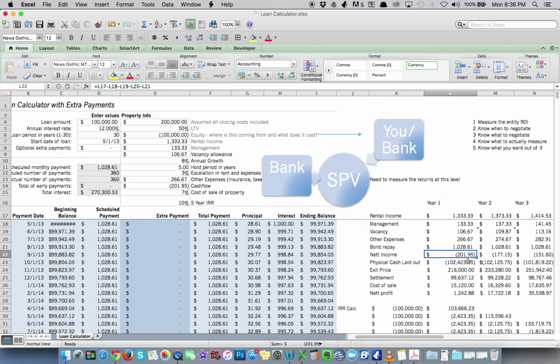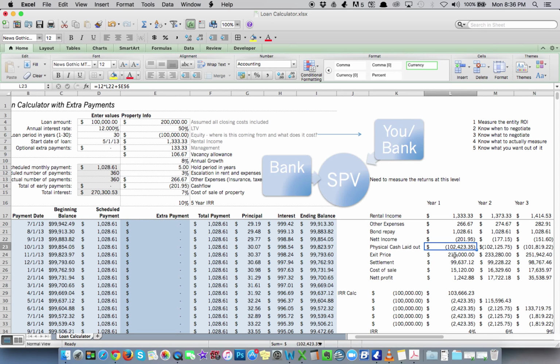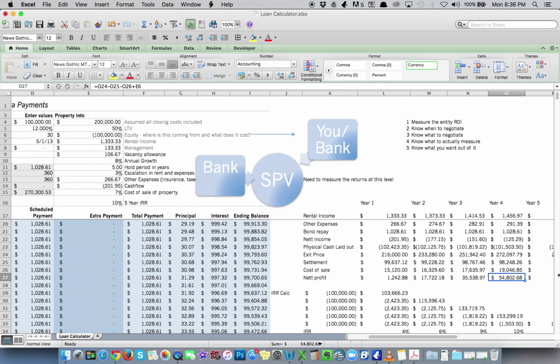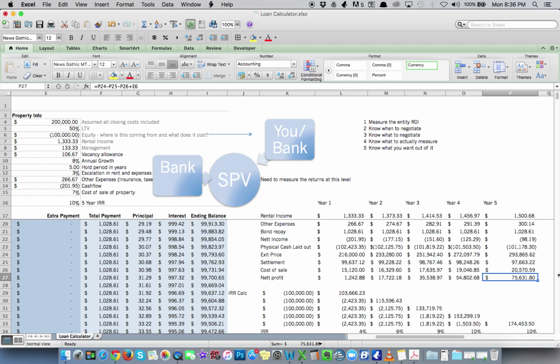That gives us a net income amount. Now this is the physical cash laid out. So this is how much money it physically cost you to buy this property. So we want to know what is the growth on that money. This takes into account our exit price at an annual growth of 8% and a cost of 7%. There's our cost of sale. There's our settlement figure on the bond, giving us a net profit of, in year 1, $1,200, $17,000 in year 2, $35,000 in year 3, $54,000 in year 4, and $75,000 in year 5.